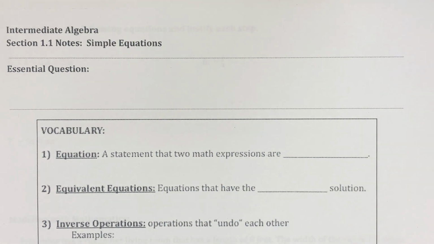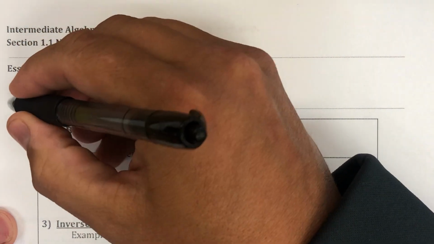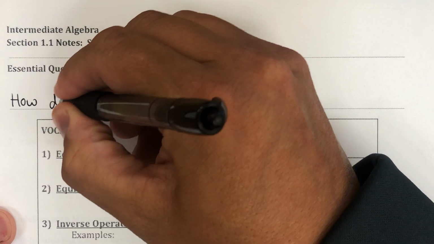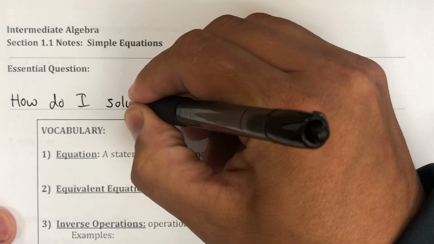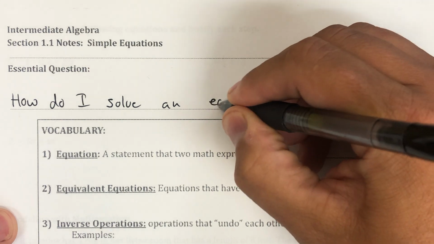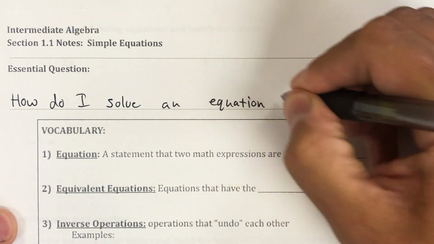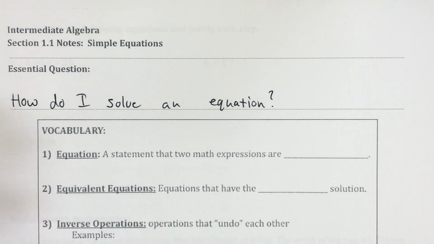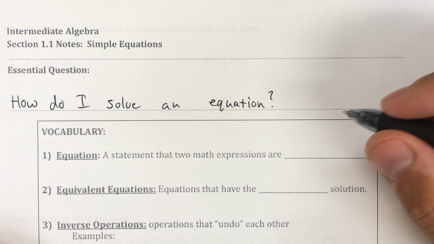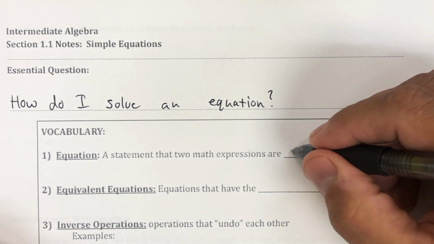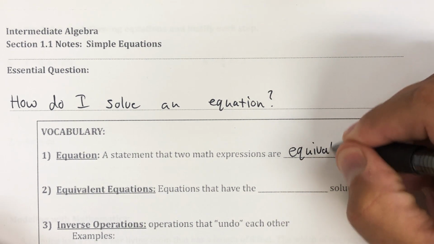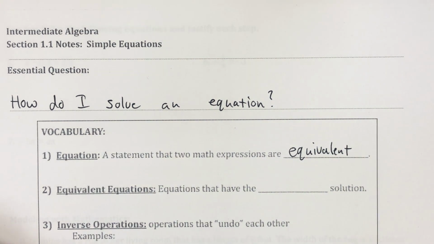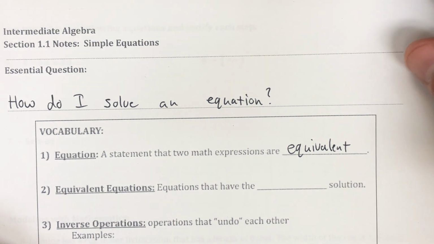So our essential question for today, I'm going to start out by filling this in for us, is how do I solve an equation? And our goal will be to actually solve them. An equation is a statement that two math expressions are equivalent. They're equal. That means that whatever's on the left side of the equal sign is equal to whatever is on the right side of the equal sign.